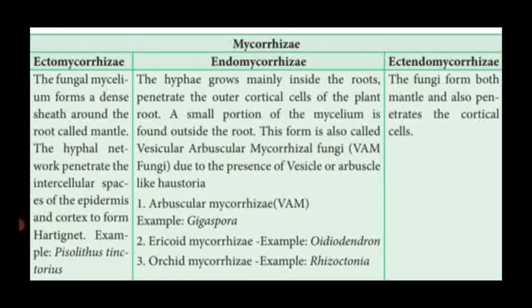The last one is the ectendomycorrhizae, the fungi which forms both a mantle on the outer side and also penetrates into the cortical cell. That means the fungal partner which is present both on the inner side as well as the outer surface of the root region is known as ectendomycorrhizae. So these are all the different types of mycorrhizae. Dear students, I hope you all understood the difference between the 3 types of mycorrhizae with the example.